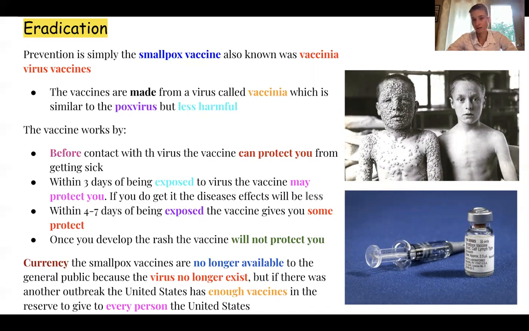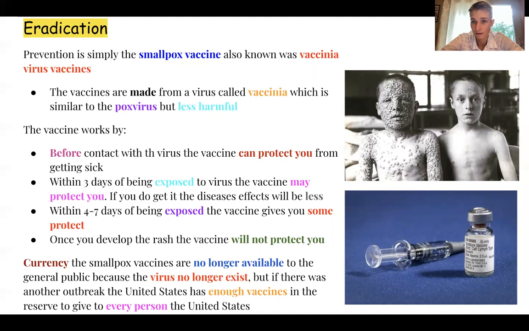Currently, the smallpox vaccines are no longer available for the general public because the virus no longer exists. But if there's ever an outbreak, the United States has confirmed to us that there are enough vaccines to be given to every American that would need one.